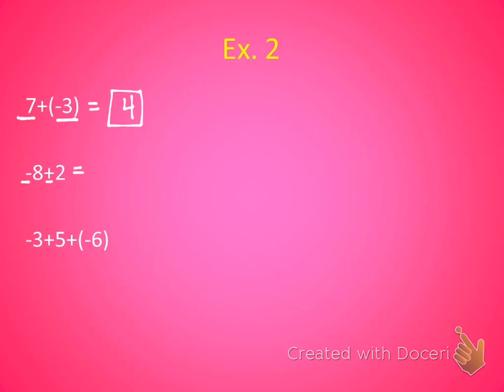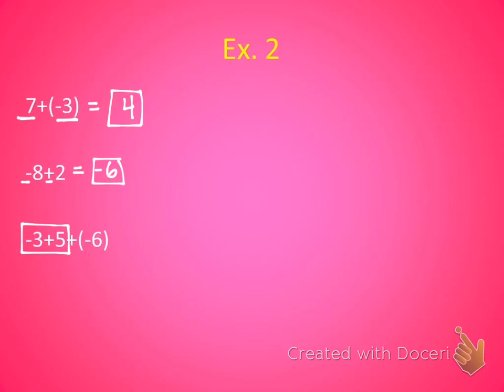8 minus 2 is 6. And I'm going to take the sign of the largest number, which is negative. Perfect. Okay, now we've got more than one number. So, I'm sorry, more than two numbers. So we've got 3 of them. So we're going to do 2 at a time. So let's focus on these two first, okay?